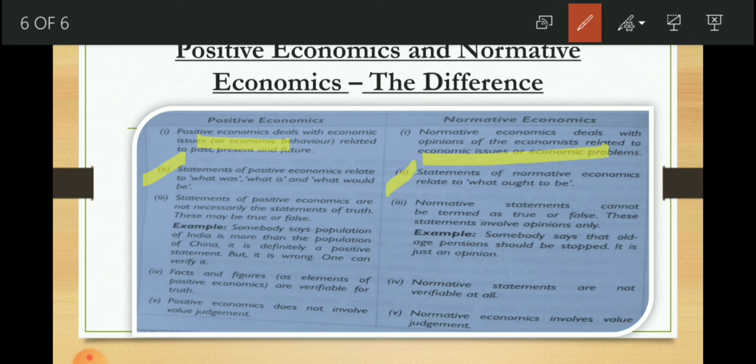On the other hand, normative statements cannot be termed as true or false. We cannot classify them in the category of true or false. We can only say that this should happen. This is my opinion. This is my personal value judgment.